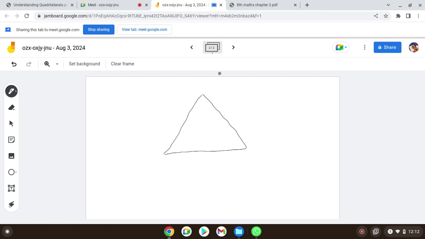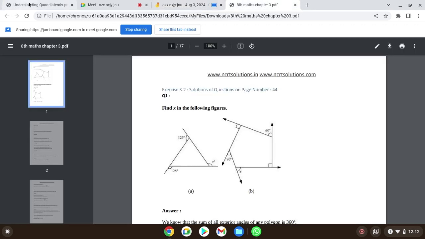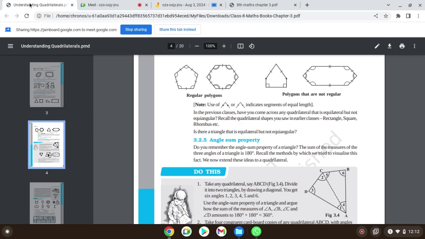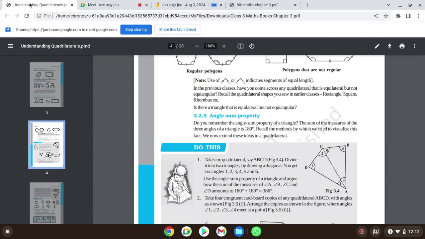Good. Now we have to move to the next question: angle sum property. Basically we just have to calculate the angles of triangles, squares, and so on. That is a compulsory question. Do you remember the angle sum property of a triangle? Have you done this topic before? We have done it, but not fully.